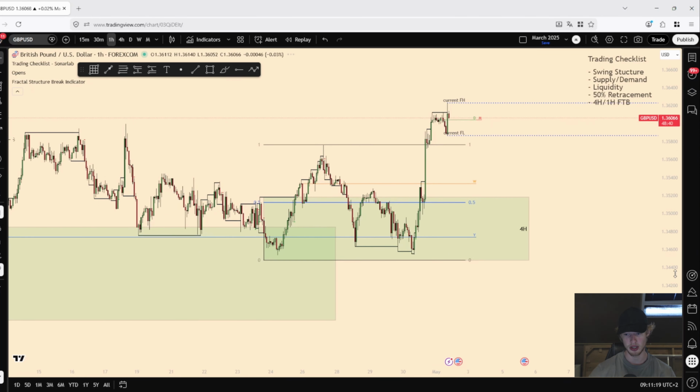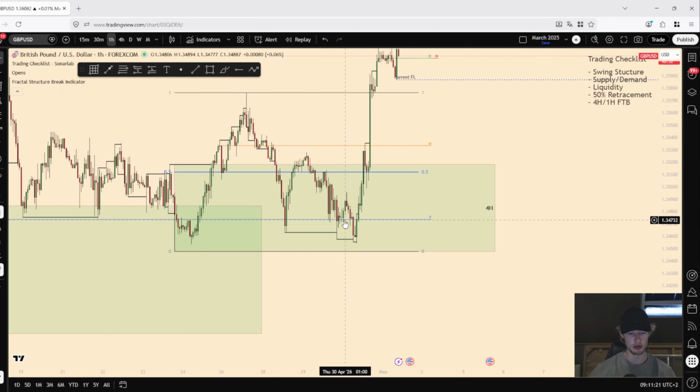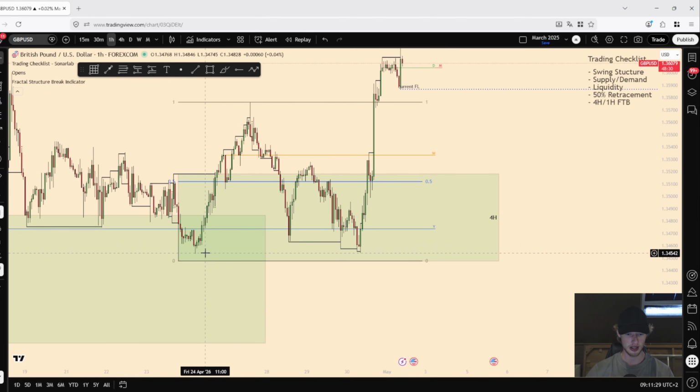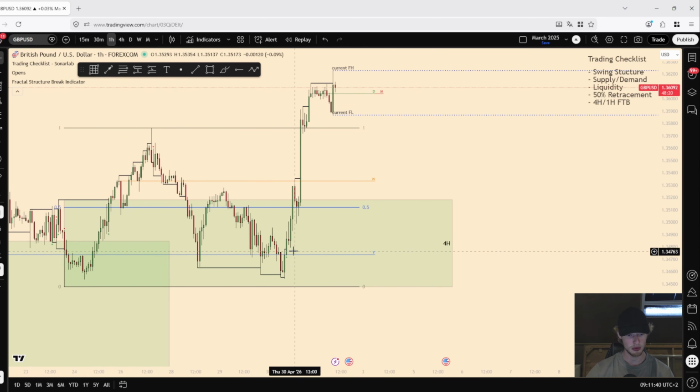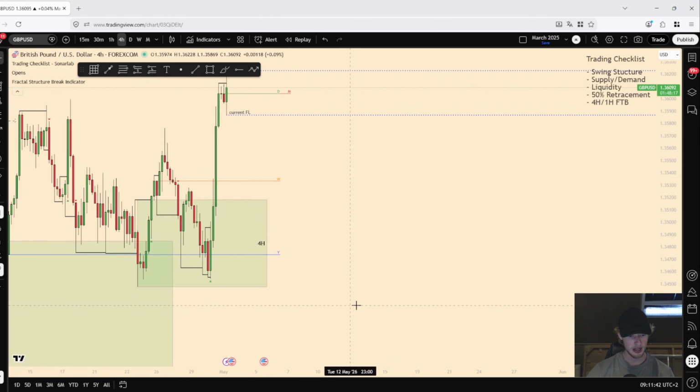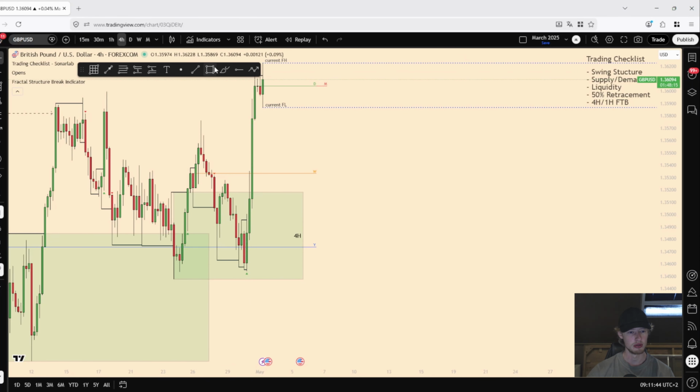Also, I was looking at buying GU from somewhere over here, but with the DXY going in towards the upside, I wasn't comfortable with putting an order in. We did not take out this low. The swing low was still protected. We retraced down in towards discount, and then we had a 1-hour break of structure over here and our 4-hour break of structure over here.